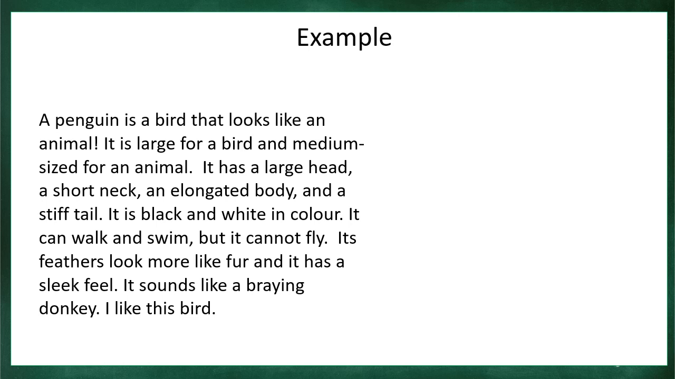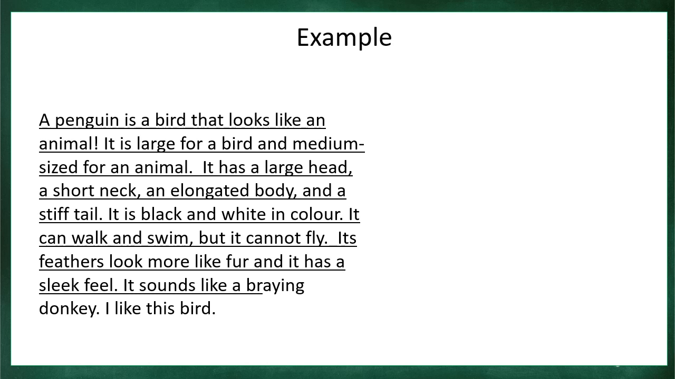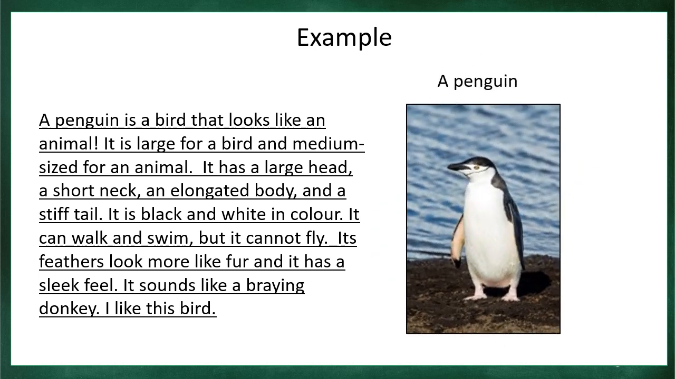Let's read it together. A penguin is a bird that looks like an animal. It is large for a bird and medium-sized for an animal. It has a large head, a short neck, an elongated body and a stiff tail. It is black and white in color. It can walk and swim, but it cannot fly. Its feathers look more like fur and it has a sleek feel. It sounds like a braying donkey. I like this bird. Now that's just an example. Your paragraph would say what you think. Got that? Great.